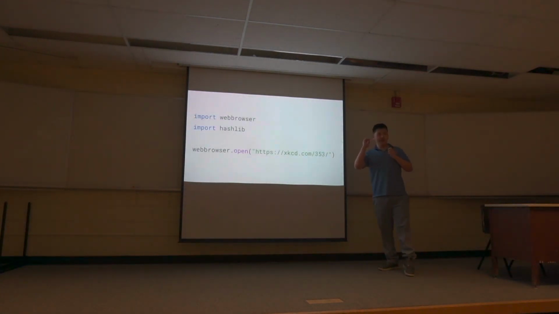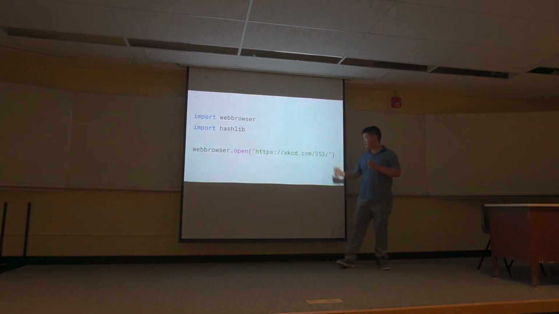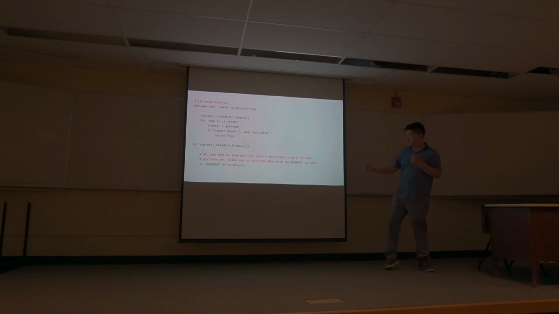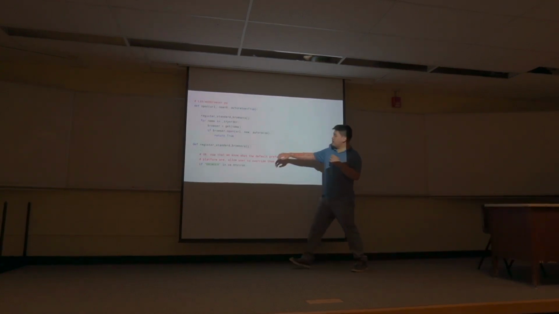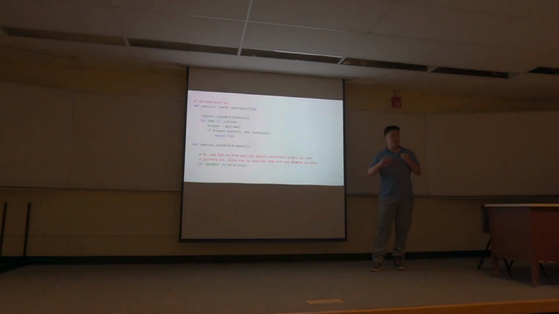Looking into the anti-gravity module, this is actually what the code is. It imports a web browser, hashlib, and opens up the XKCD comic. So looking into the web browser module, what actually happens is when you do .open, it'll call register standard browsers. And inside there, there is a case where if you have the browser keyword defined in your environment variables, it'll use that to try to open up the browser.